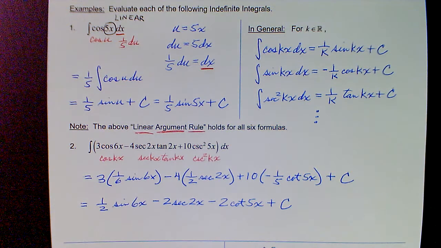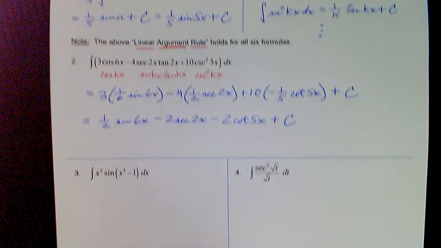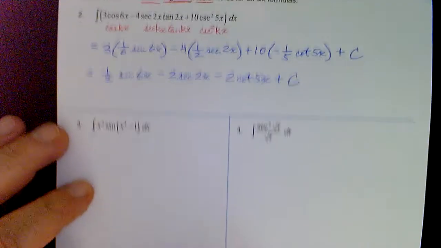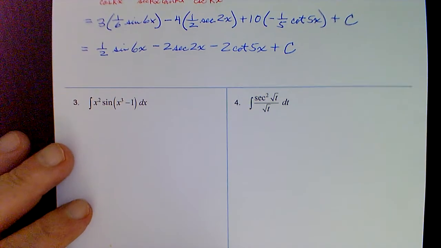Okay, but that is the only time that I'm going to suggest that you integrate by inspection, when the argument is linear and it fits one of the basic 6. If the argument is not linear, then we suggest a formal U substitution. So, like in examples 3 and 4.